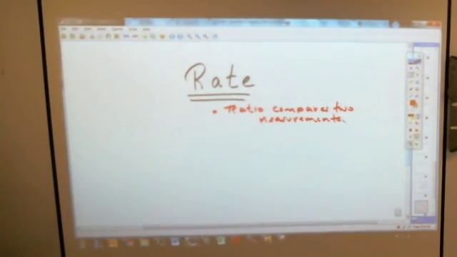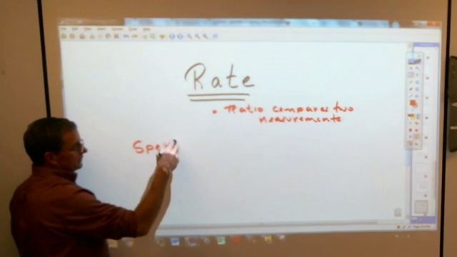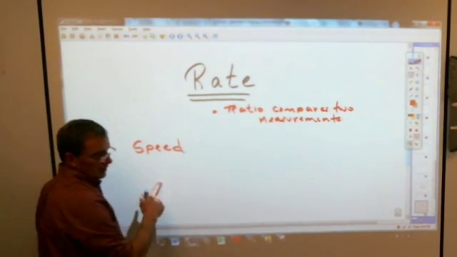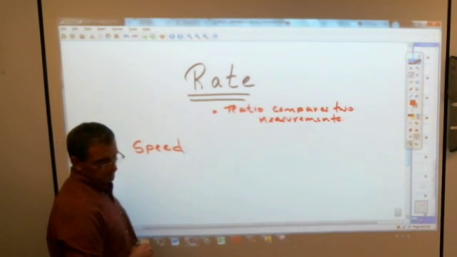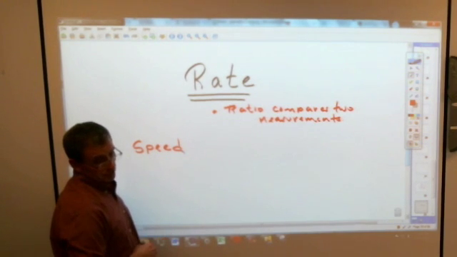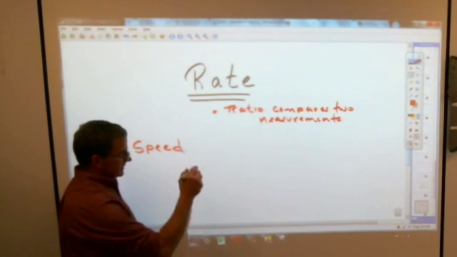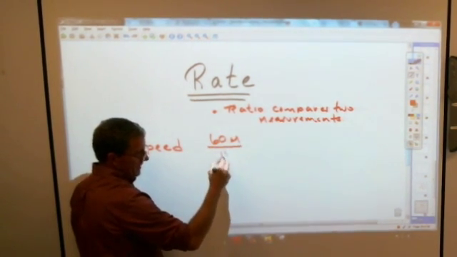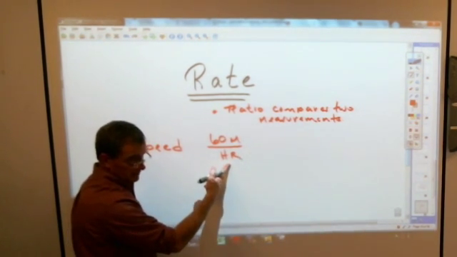And the examples they give in the book are these three. Speed is a rate because what two things, when somebody talks about their speed, what two numbers do they compare? If I asked you how fast you're going, you would say what, John? 60 miles per hour. You are comparing how many miles to how many hours it takes you to do that.